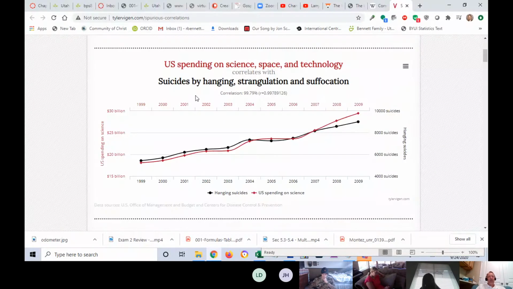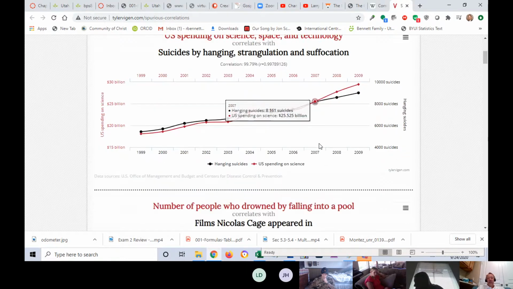You may not like science, but it doesn't make you want to strangle yourself. Okay, so just because two things are correlated doesn't mean that one causes the other. Maybe this could imply that spending on science, space, and technology leads people to kill themselves.